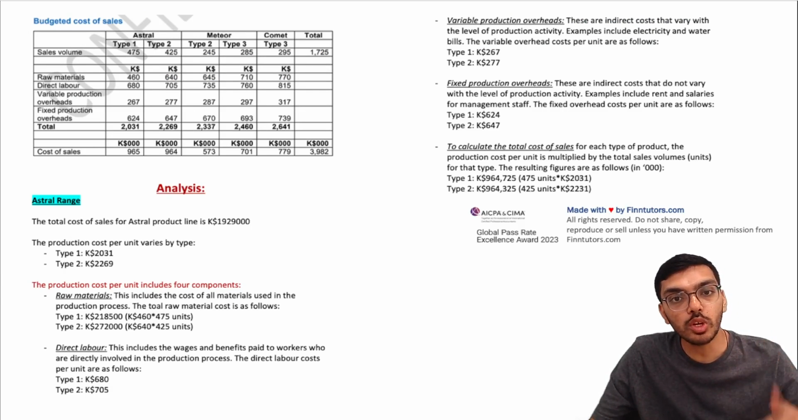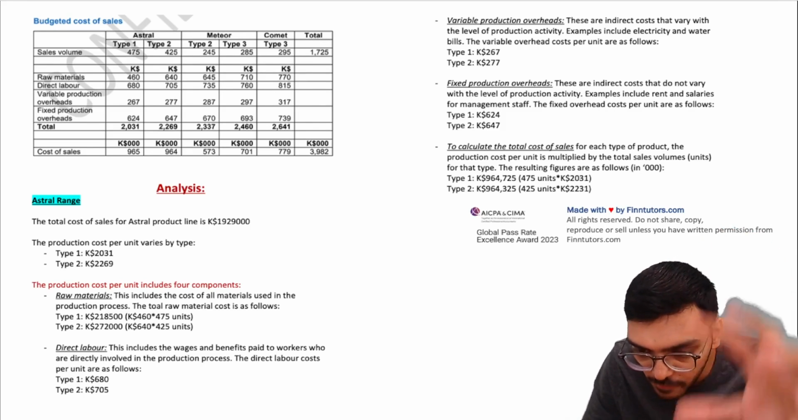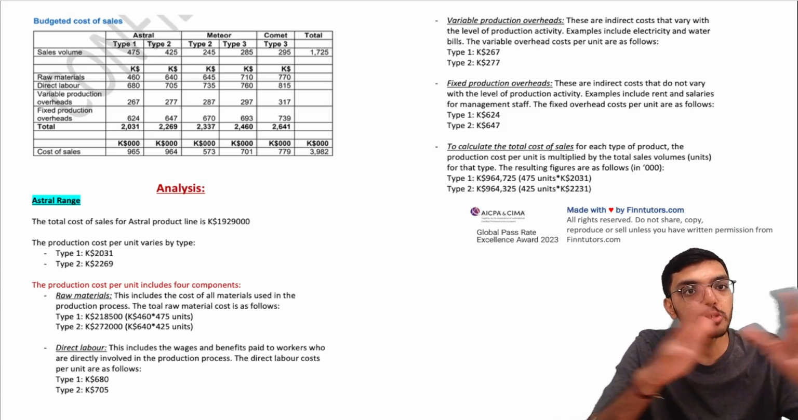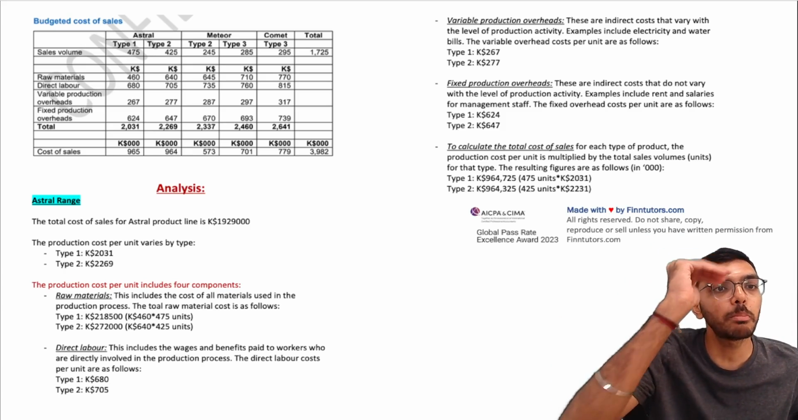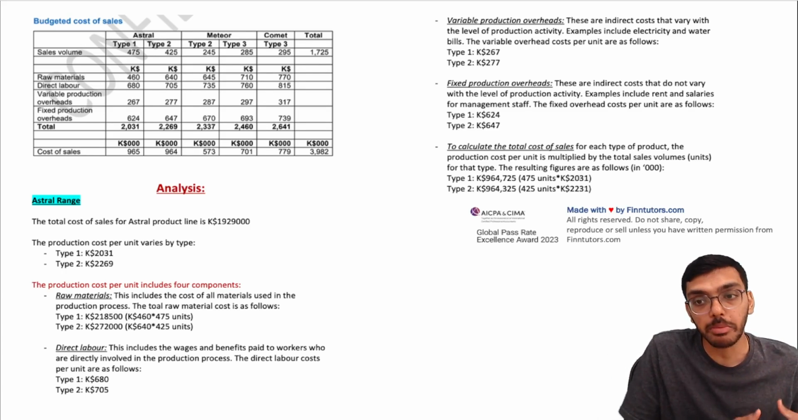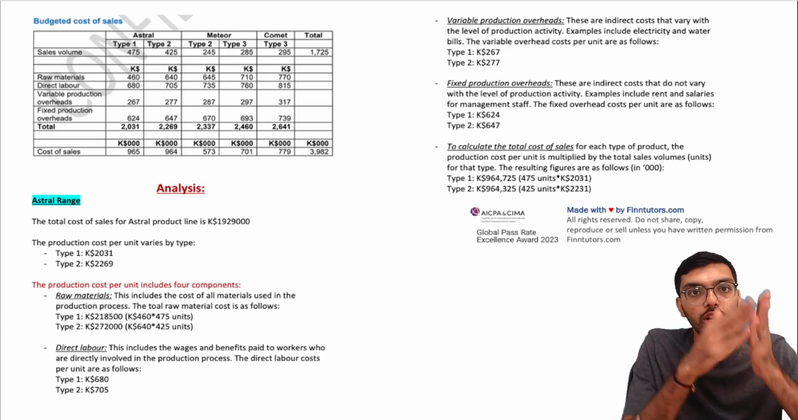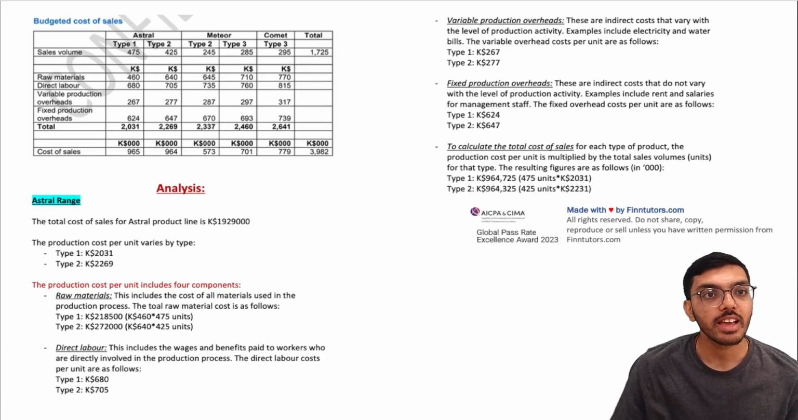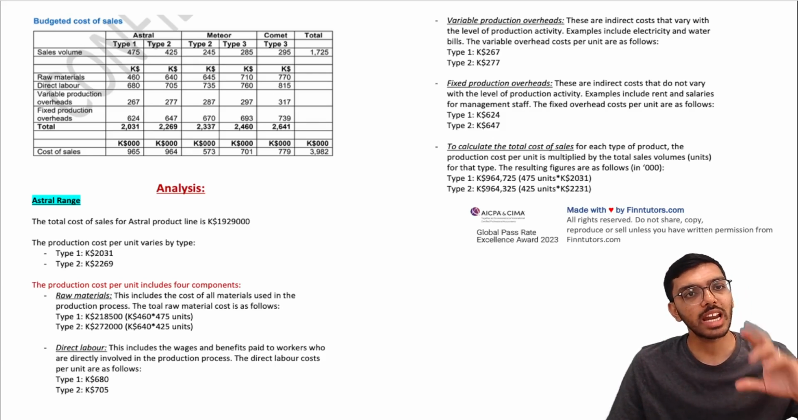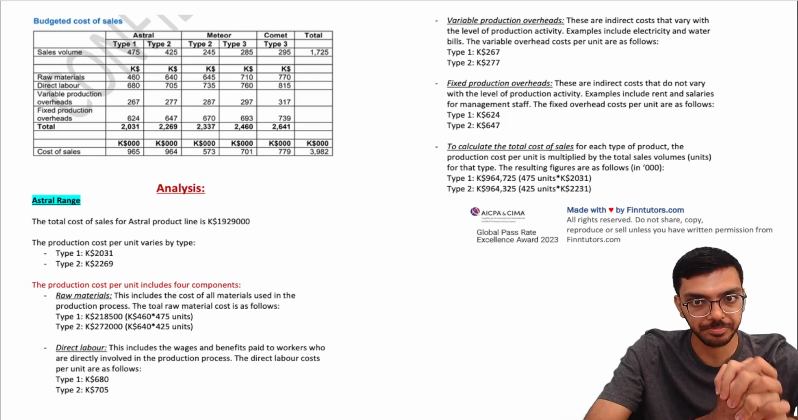Now coming to cost of sales. This is the budgeted cost of sales we have focused on. They have given you part by part costs under Astral, under Meteor, under Comet. Let's analyze it. We'll look at Astral and we'll look at Comet just for comparison purposes.